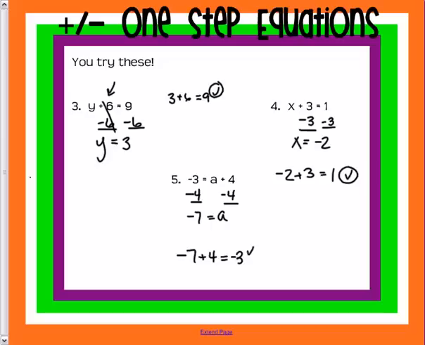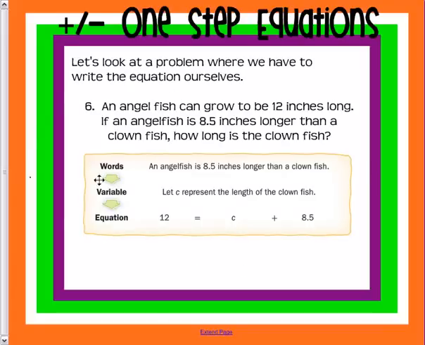So it checks. Why do I want to check it? Because whatever it equals here, it should equal there. Whatever I have down here as my answer should be my answer below. All right, so let's look at a problem where we have to write the equation ourselves.